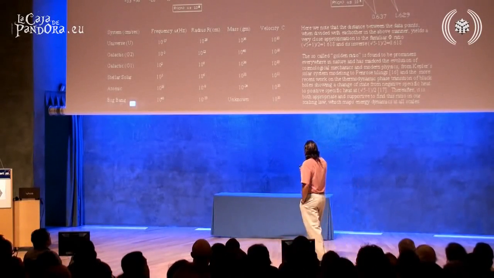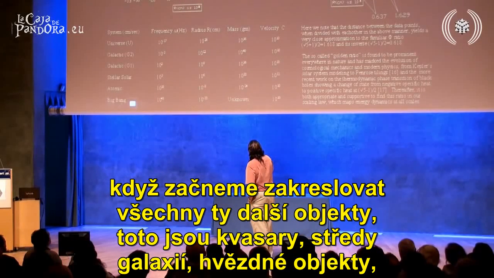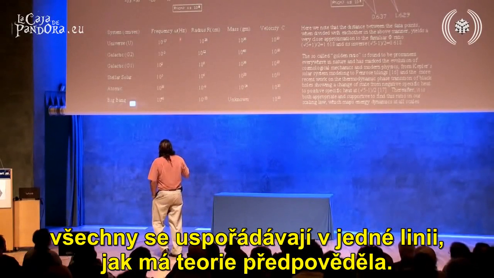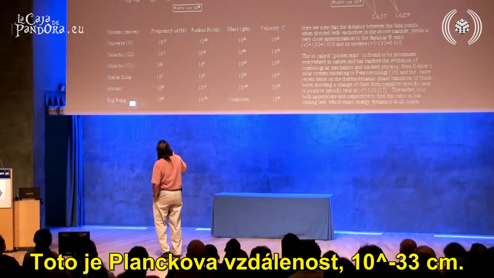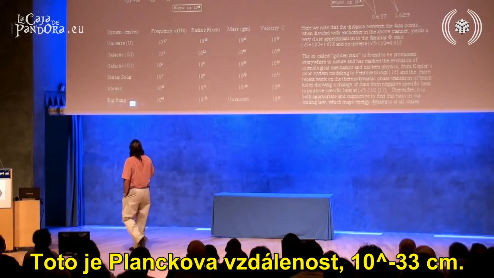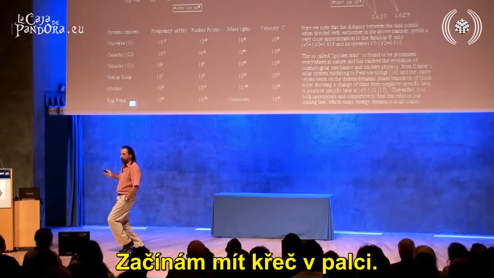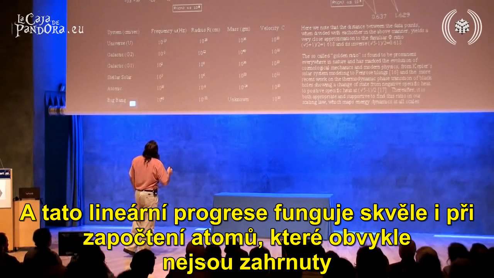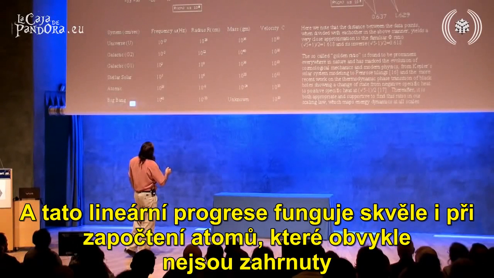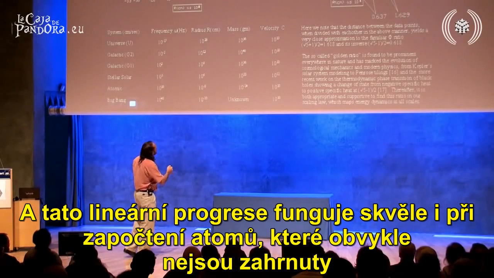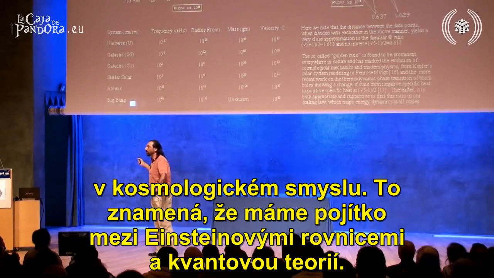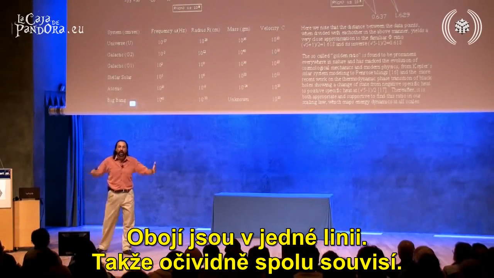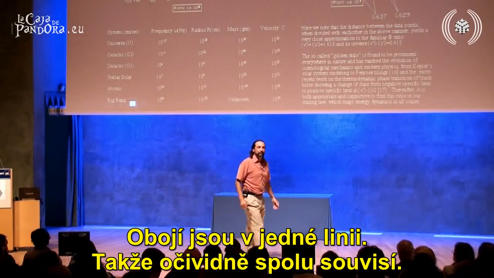Well, when we start to plot all these other objects, so this is quasars, galactic centers, stellar objects, they all started to line up as predicted by my theory. We plotted even atoms and subatomic particles. This is the Planck's distance, 10 to the minus 33 centimeters. And so, this linear progression functioned perfectly, even including atoms, which are usually not included in the cosmological sense. Meaning, here I'm crossing from Einstein's equation to quantum theory. They all seem to line up. So obviously, the two are related.